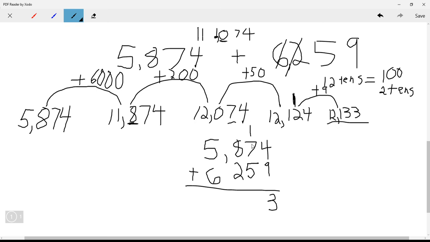1 plus 7 equals 8. Plus 5 equals 13. And then we carry the 1 from the 13. So we put the ones column in here. We carry the 1 from the 13s. 8 plus 2 is 10, plus 1 equals 11. And we carry the 1 again. And 5 plus 6 is 11, plus 1 equals 12. You see how much easier that was?